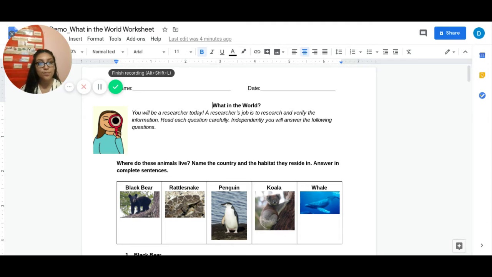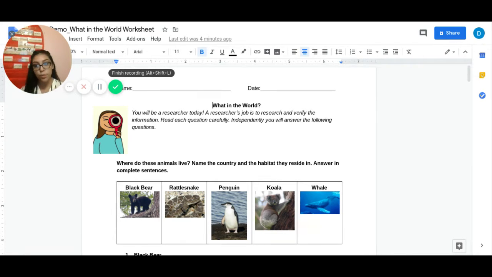Okay, students, we're going to work independently for a couple of minutes. I'm going to hand you a worksheet called What in the World? You will be a researcher today, where a researcher's job is to research and verify the information. You're going to read each question carefully, and independently you will answer the following questions.